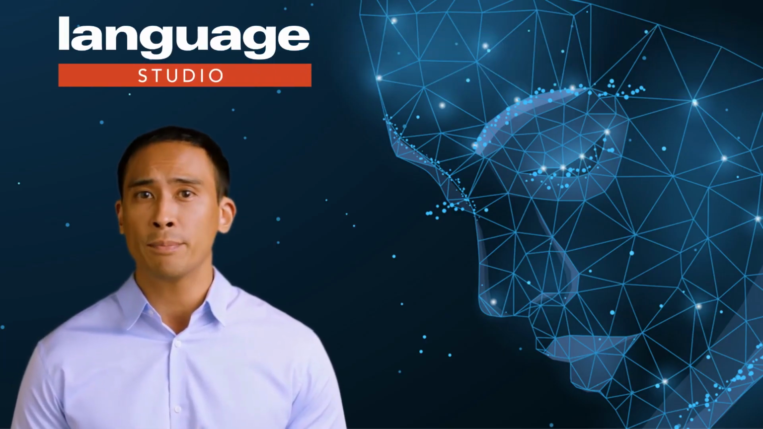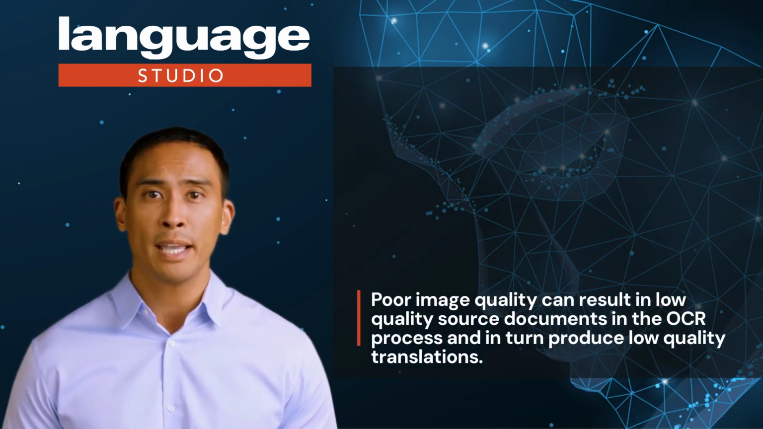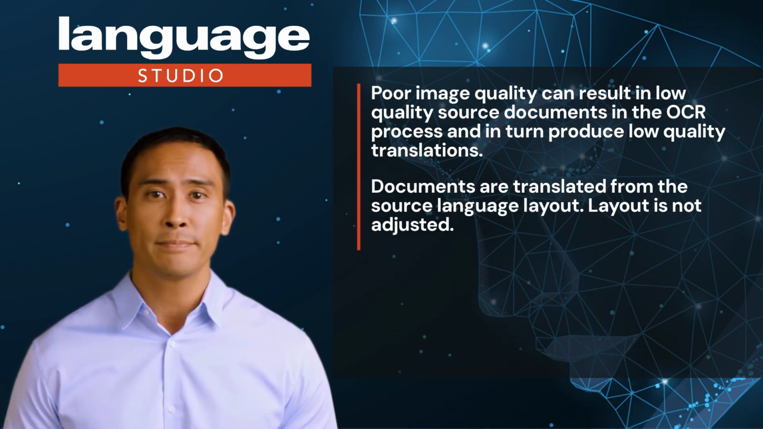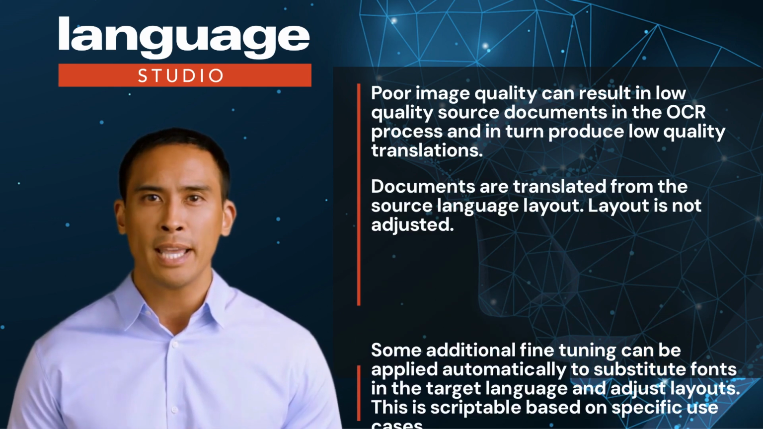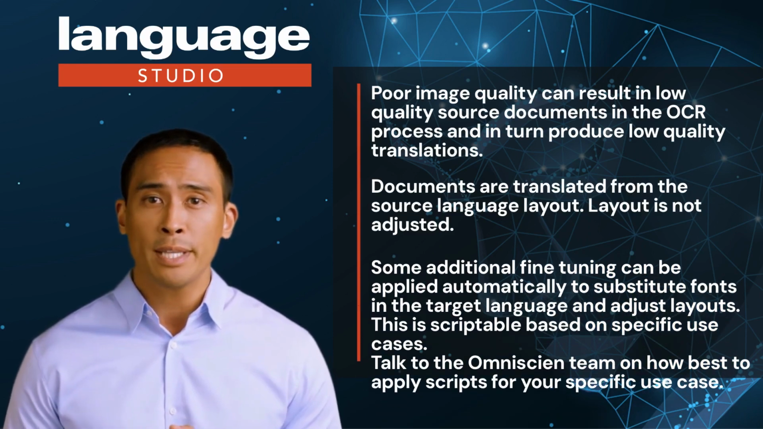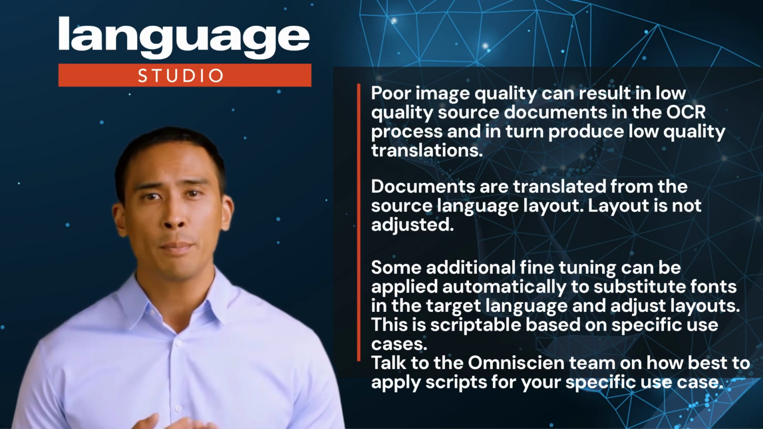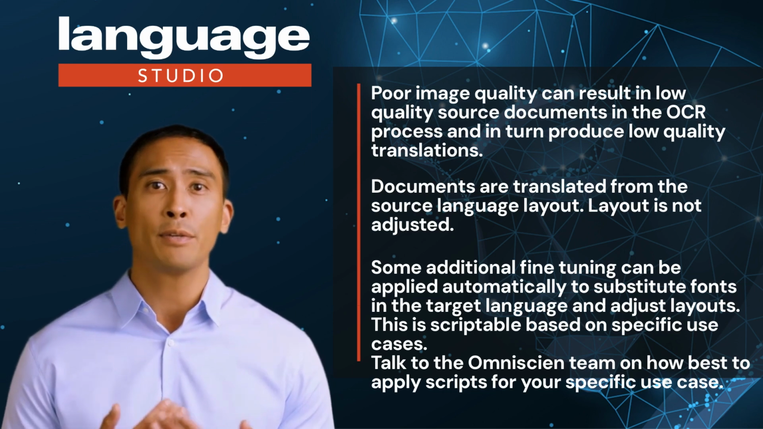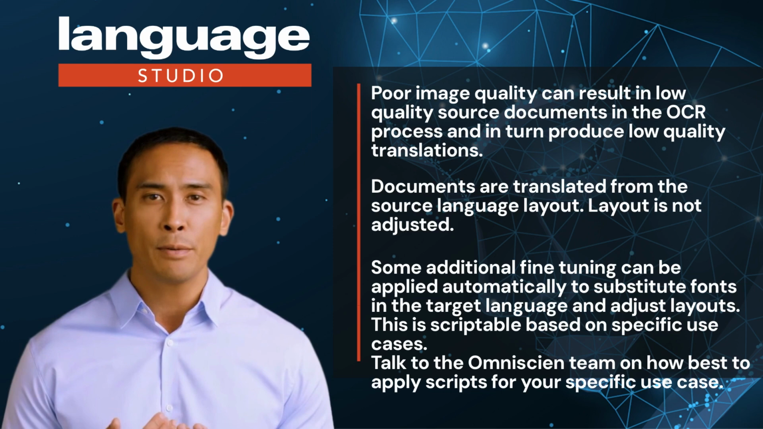Finally, I would like to make you aware of a few items when translating images and PDF files and producing high-quality output. 1. Poor image quality can result in low-quality source documents in the OCR process and in turn produce low-quality translations. Basically, if the input is bad, the output will be also. 2. Documents are translated from the source language layout. Layout is not adjusted.